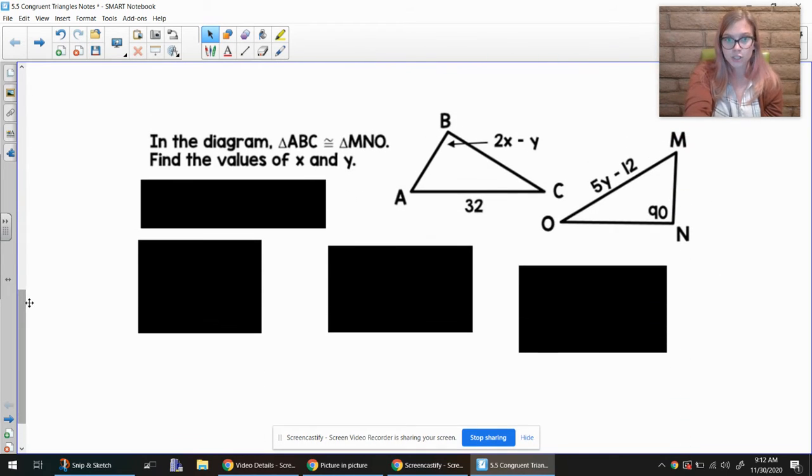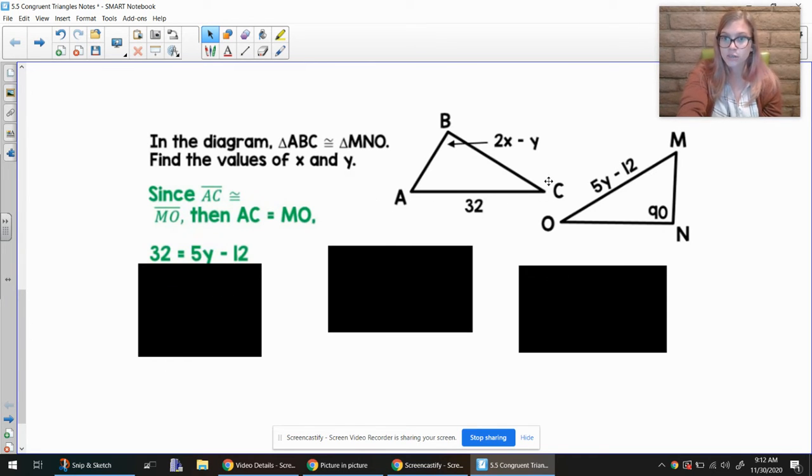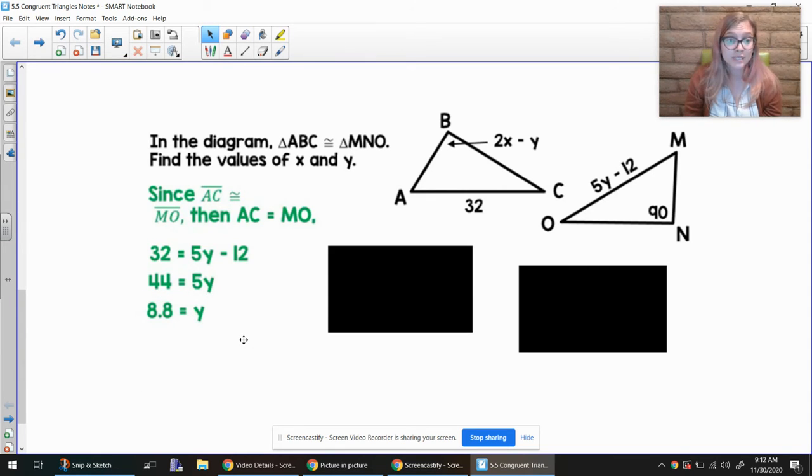When we know that two shapes are congruent, we can use it to solve equations. So here, triangle ABC is congruent to triangle MNO. Find the values of x and y. Well, let's find y first. So we're going to look at their sides. And we know that because the triangles are congruent, AC is congruent to MO. So we can write that as an equation. 32, the length of AC, is equal to 5y minus 12. We're going to add 12 on both sides, divide by 5, y equals 8.8.